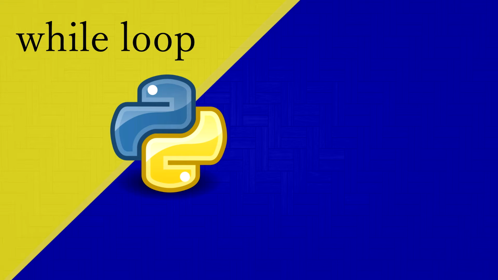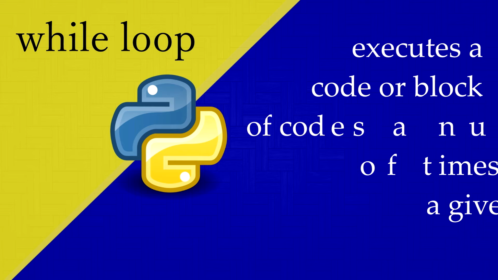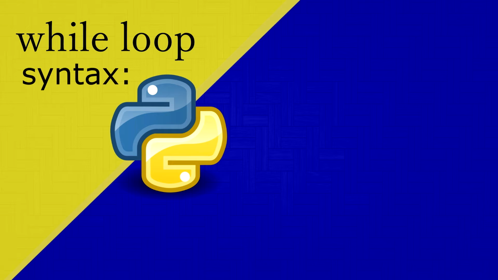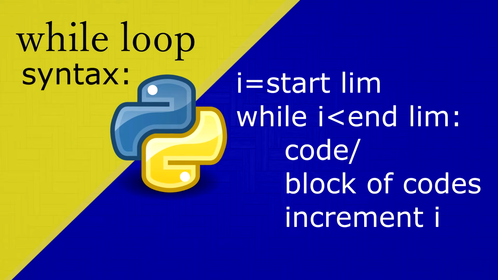Now let's understand the while loop. A while loop executes a code or block of codes a number of times based upon a given condition. That means the execution is done till the given condition becomes false. And the syntax of the while loop looks like this. It is basically the extended version of the for loop.